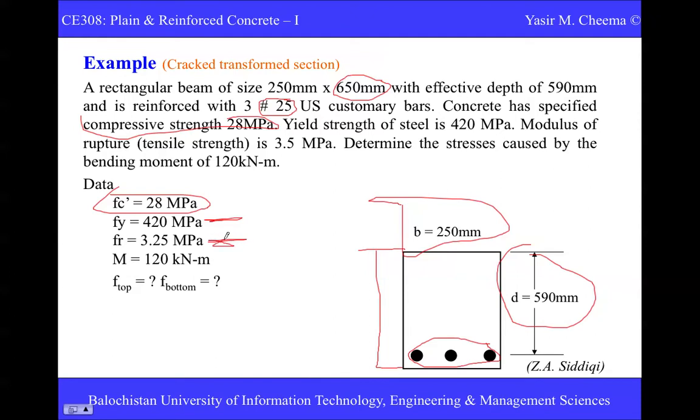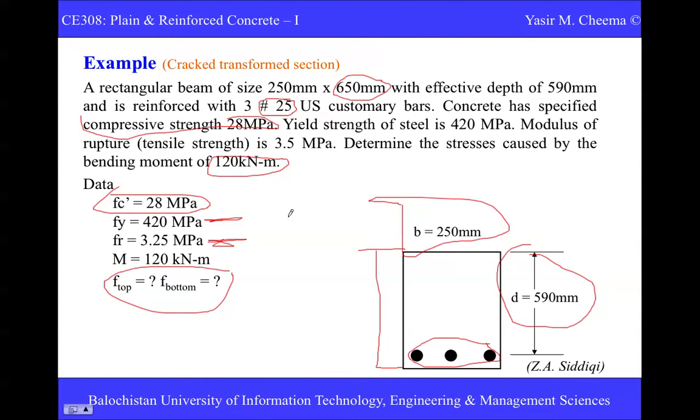In the question we are asked to determine the stresses. We are not specified where we have to find the stresses. Normally we find the stresses at the extreme fibers. Extreme fibers means the upside and downside of the section, and we can also find the stresses at the reinforcement. But when you are asked to find the stresses, it must be understood that you have to find the stresses at the top fiber and the bottom fiber. The loading given to us is the bending moment, which is 120 kilonewton meter.